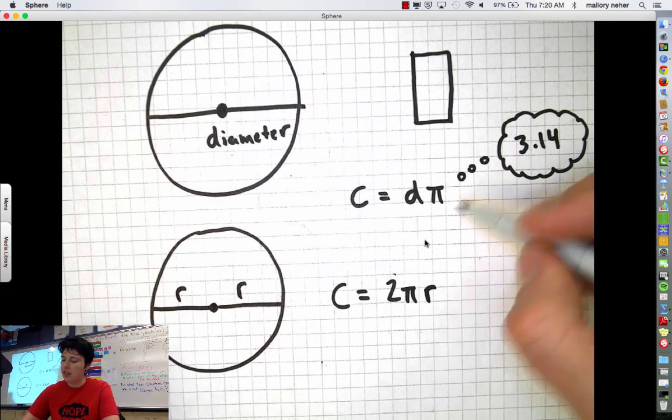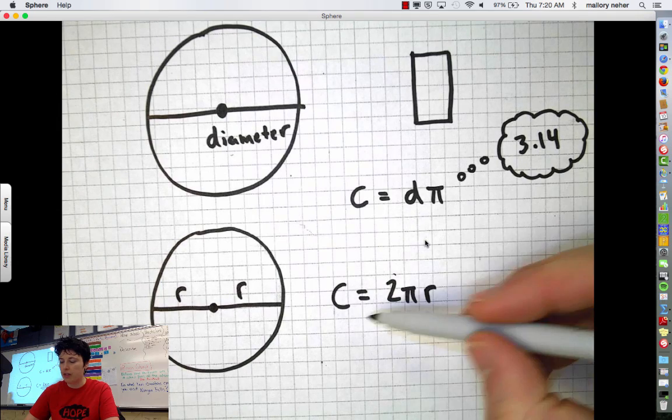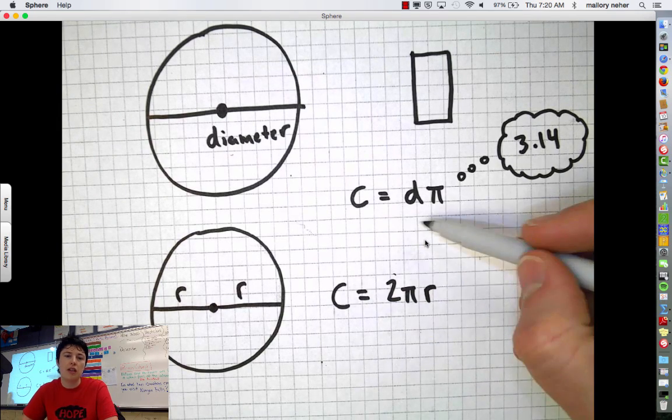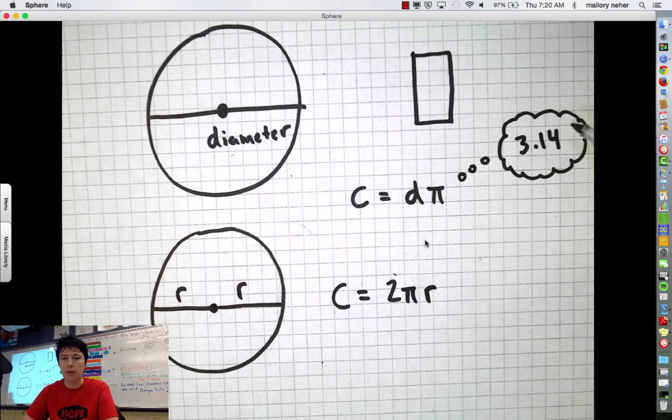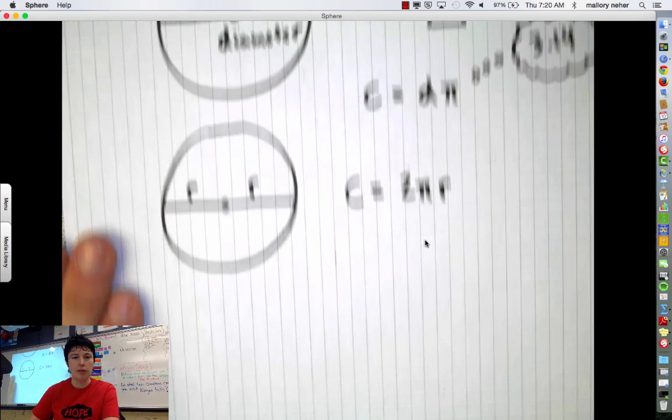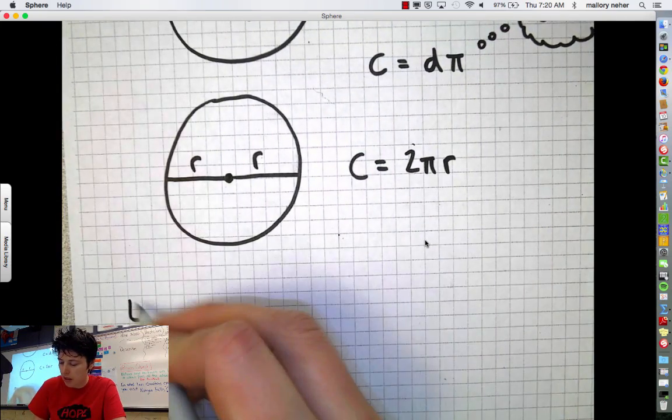So you can memorize either of these formulas. Circumference is 2 pi r, or circumference is diameter times pi. It actually doesn't really matter. Either formula is going to work. And so to give you an example, let's try a problem down here. So we'll say example.